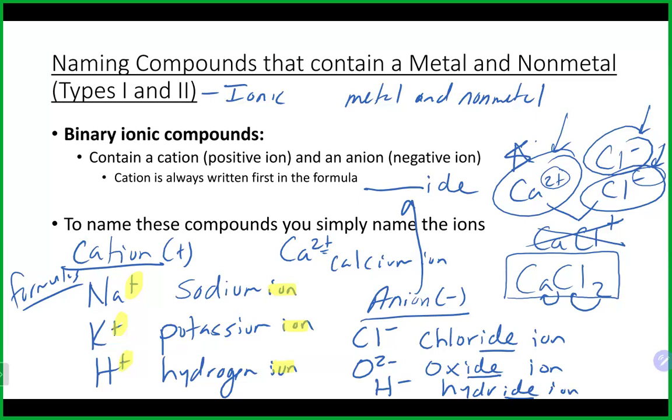Hydrogen in most cases will be positive. It will typically only be negative if it comes after a metal. So typically if it comes after a metal, it'll be negative. It'll be the hydride ion. But in most cases, it is going to be the positive one.